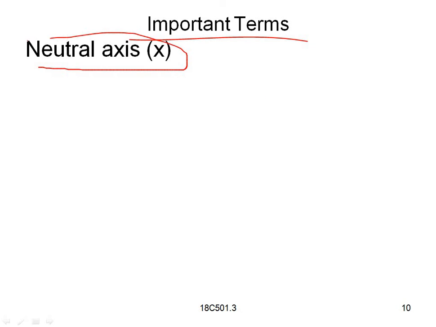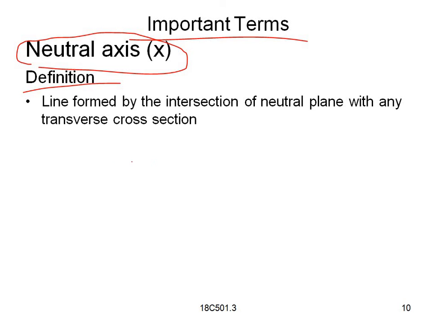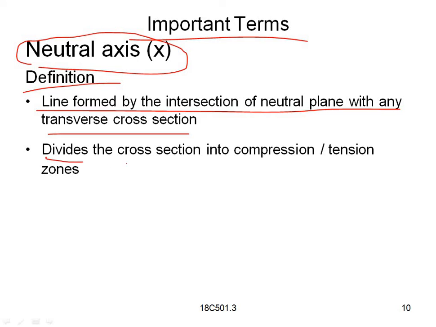Neutral axis. What is neutral axis? It is denoted as X. Definition of neutral axis, it is a very important definition: it is a line formed by the intersection of the neutral plane with any transverse cross section. So this neutral axis is a line, like a neutral plane, between the transverse cross section. It divides the cross section into compression and tension zones, so that we can clearly understand where the compression will be and where the tension will act.